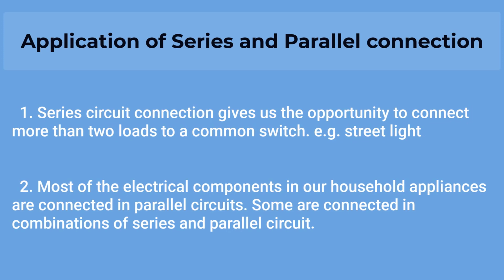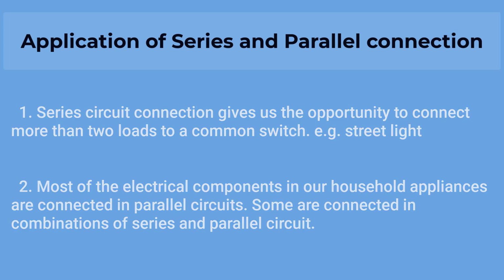1. Series circuit connection gives us the opportunity to connect more than two loads to a common switch. An example of this is street lights. 2. Most of the electric components in our household appliances are connected in parallel circuits. There are some which are connected in combinations of series and parallel circuits.